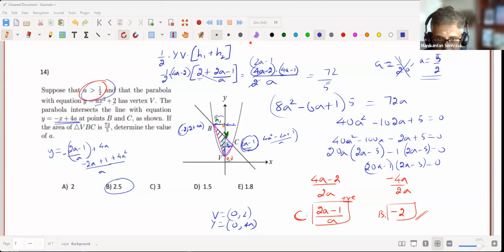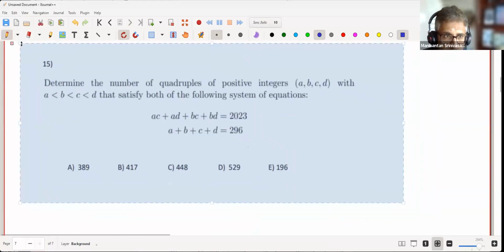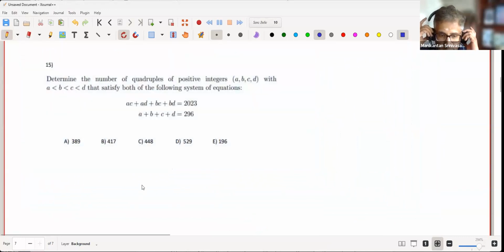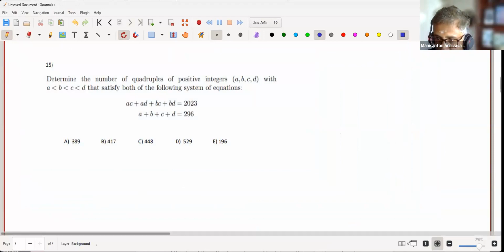Next one. A, B, C, D. I'll just paste this here. Determine the number of quadruples of positive integers A, B, C, D. Like triplets is 3 and quadruples is 4. A less than B less than C less than D, that satisfy this. Okay. Who wants to go with this one?